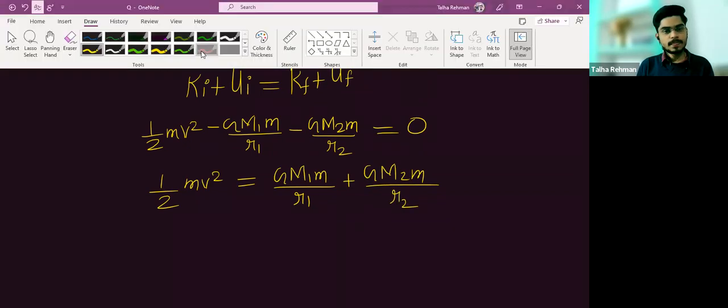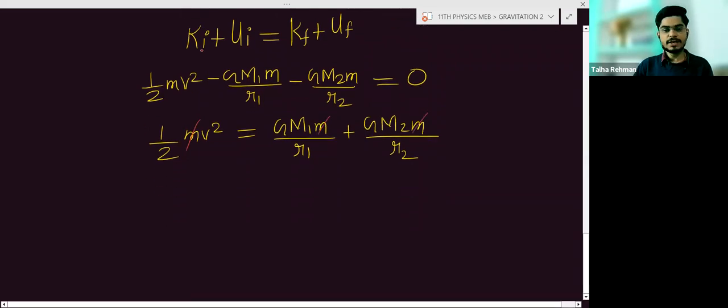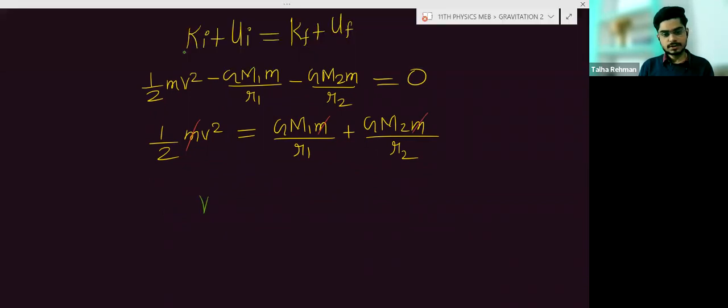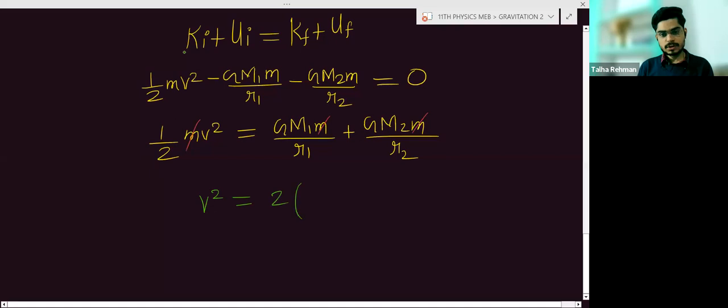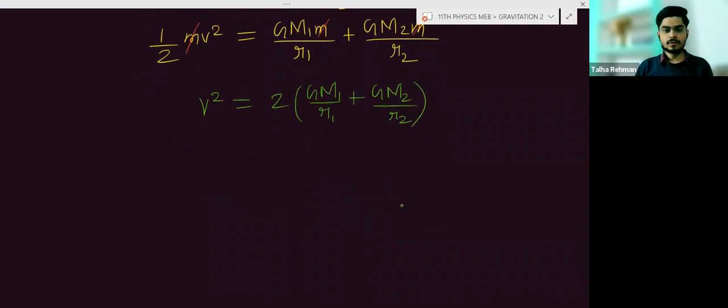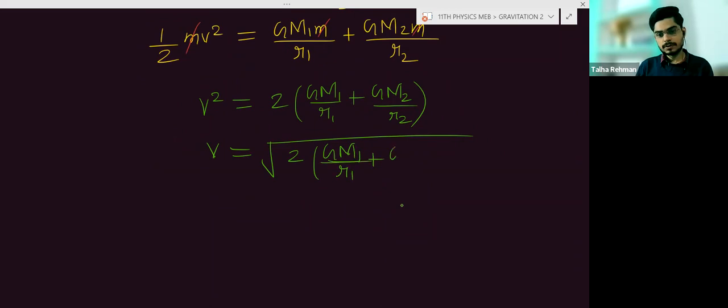From here, this m will be cancelled out from all sides, and you will get v square by 2. So v square will be 2 times G M1 by R1 plus G M2 by R2. So you will get the escape velocity as under root of 2 times G M1 by R1 plus G M2 by R2.